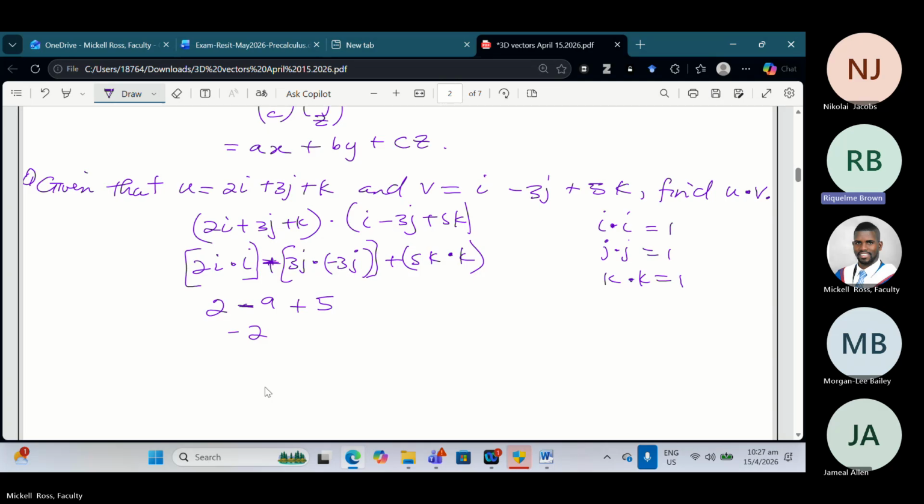Did you see why? Sir, why did you remove the I, J, and K? Because I times I is equal to 1. If they're equal to 1, then where did they go? Oh, anything multiplied by 1 is equal to itself. Oh, right. Okay, 2 times 1. Yeah, all right.